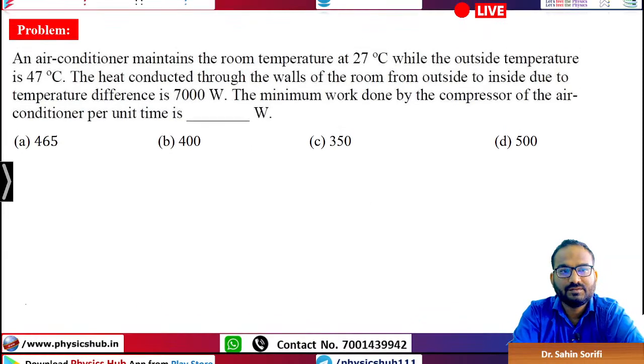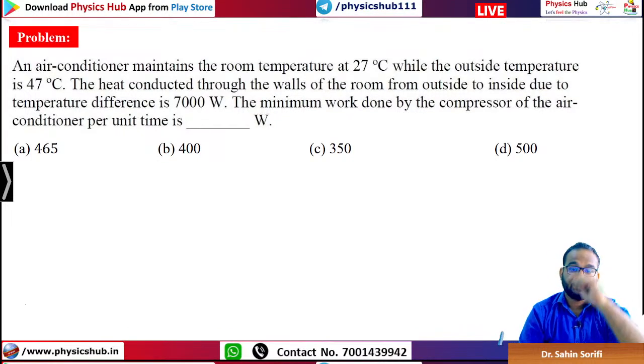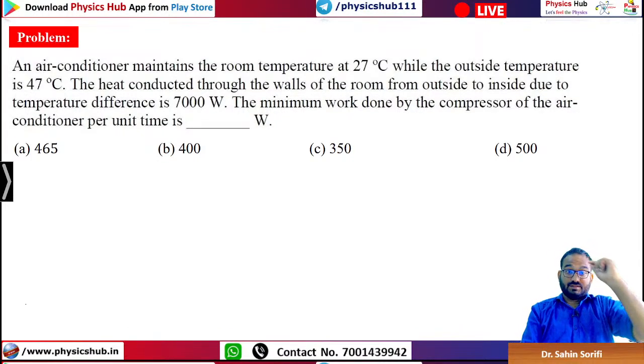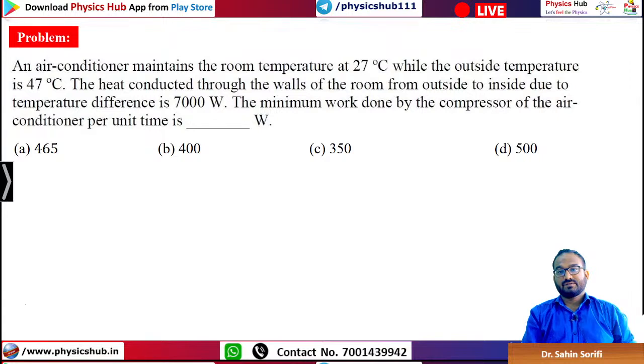Let's move on to this problem. An air conditioner maintains the room temperature at 27 degrees centigrade while the outside temperature is 47 degrees centigrade. The heat conducted through the walls of the room from outside to inside due to the temperature difference is 7000 watt. The minimum work done by the compression of the air conditioner per unit time is.